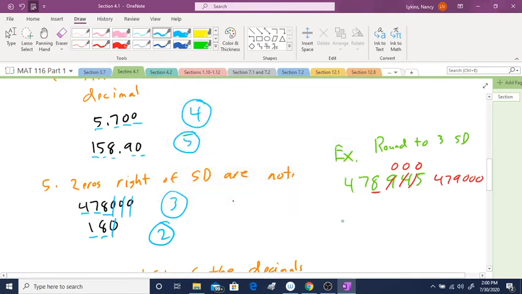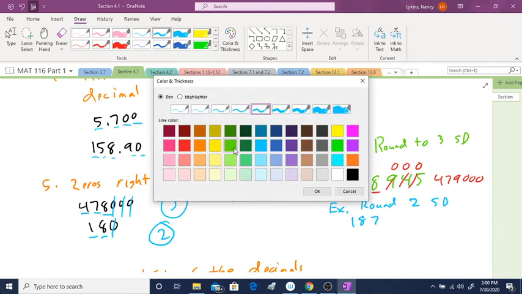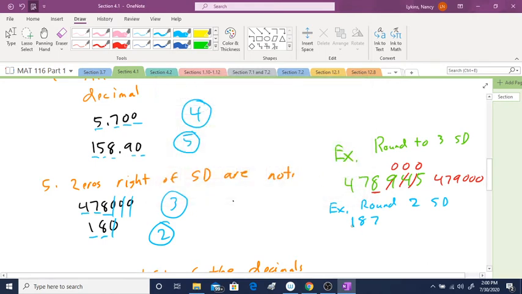Another example could be 189 and a 7, and say for this example, round to 2 significant digits. What I'm looking at now is this 8, because 1 is the first digit, 8 is the second digit. What does that 7 do? It makes this turn into a 9, and then automatically that 7 turns into a 0.